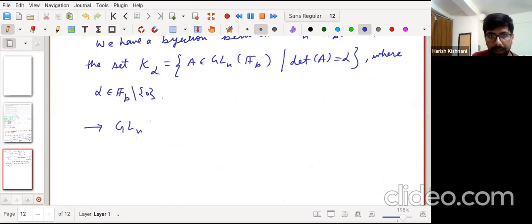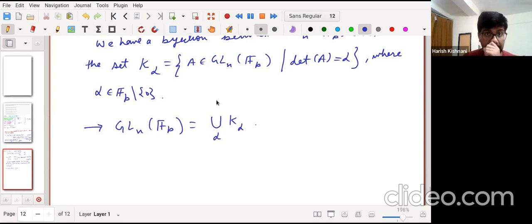So we have a bijection between SL_N(F_p) and the set K_alpha, and GL_N(F_p) is the union of all these sets K_alpha. Here alpha can be 1 also; I'm not saying that it's not 1. It's just a non-zero number, so it's the set having determinant alpha. What are the possible choices for the determinant of elements of GL_N(F_p)? It should be viewed modulo p, and it should be non-zero. So the possibilities are 1, 2, 3, and so on up to p minus 1. So GL_N(F_p) is just the union of K_alpha, where alpha belongs to F_p minus {0}.